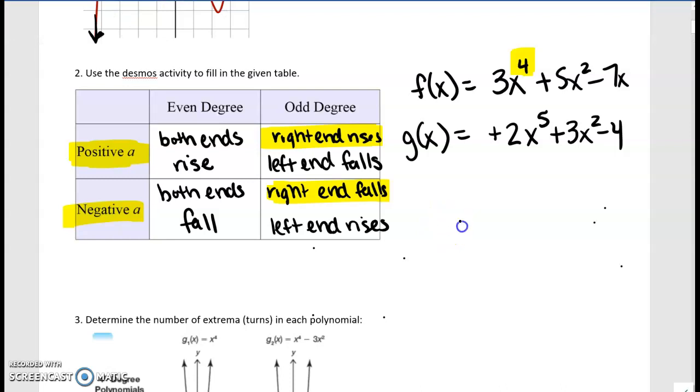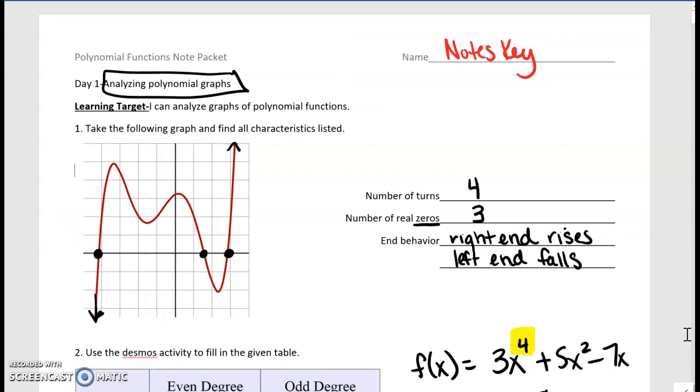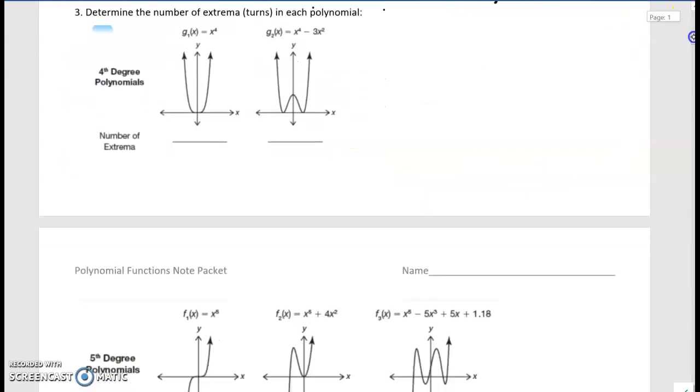Okay, so the lead coefficient, or the a value, what we'll often see it written as, the lead coefficient, aka the a value, tells us what the right end does, whether it falls or rises. All right, then we can talk about some other things.